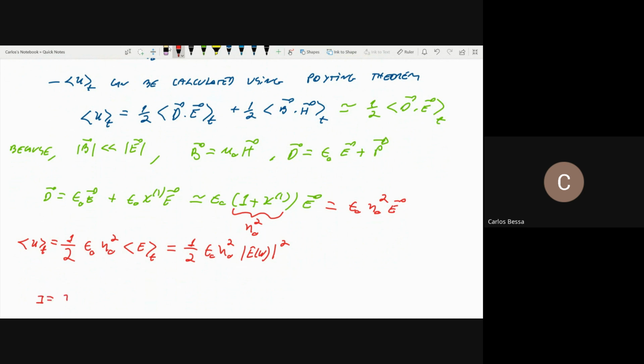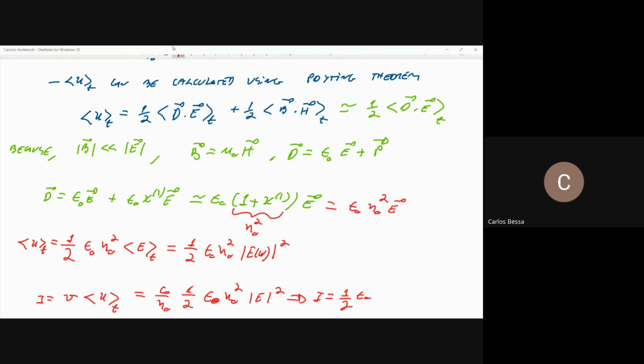This definition is the velocity times the energy density averaged in time. So the velocity of the light in the medium, c0 over eta 0, times this quantity, which is 1.5 epsilon 0 eta 0 squared E squared. So the intensity is this: 1.5 epsilon 0 eta 0 c0 E squared.